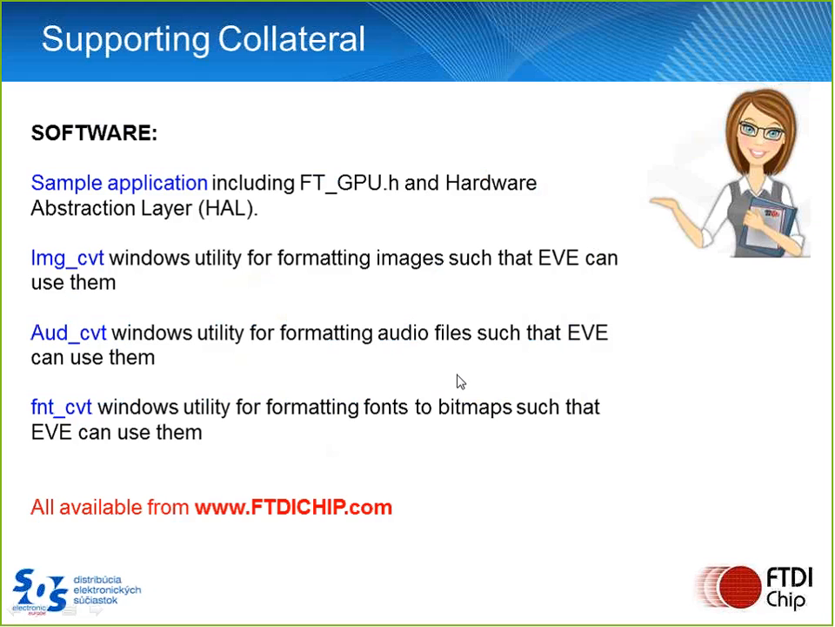Okay, I touched upon there the font conversion, and these are three applications that allow us to do that. So here we have font conversion, which is a Windows utility for formatting fonts to bitmaps that you can use. So basically, if it's outside the ASCII, so it's an extended ASCII, if it's a foreign language, it could be Chinese, for example, we have this utility that allows you to copy your own formats and fonts into the FT800.